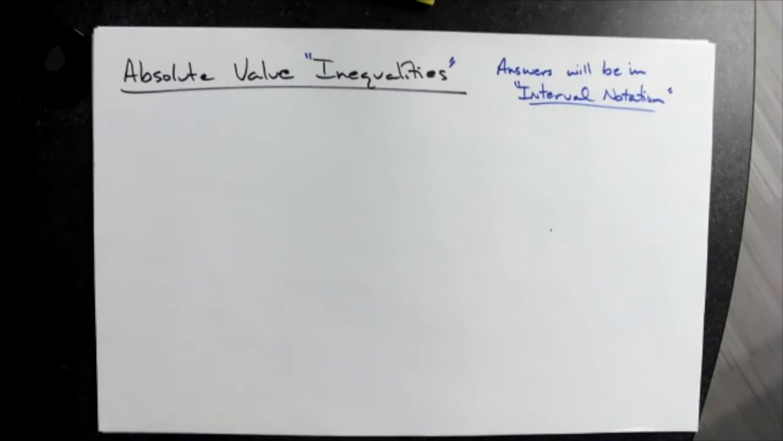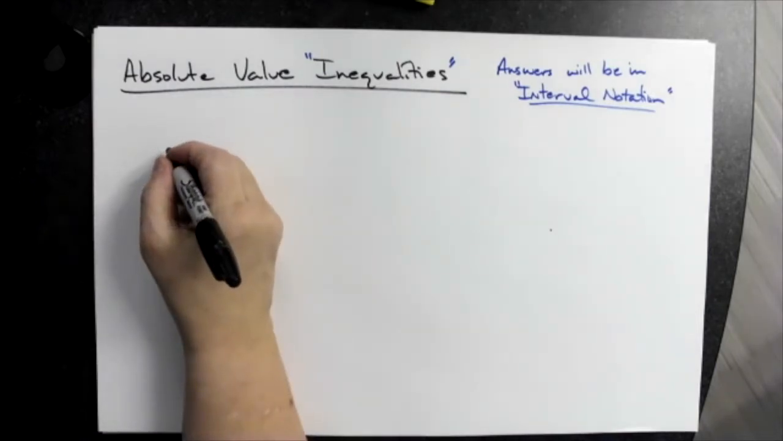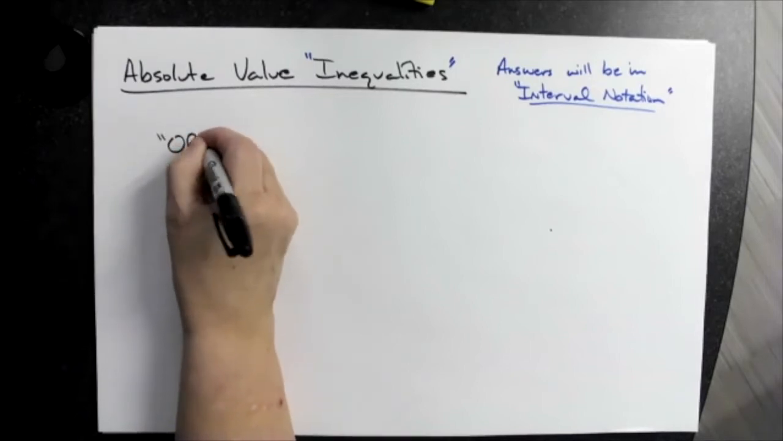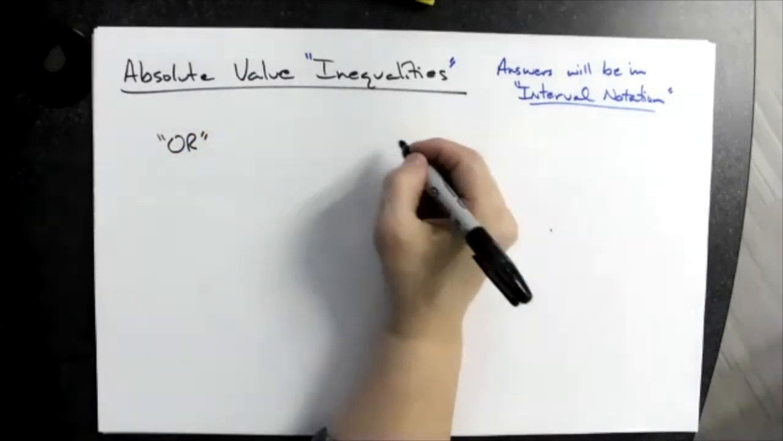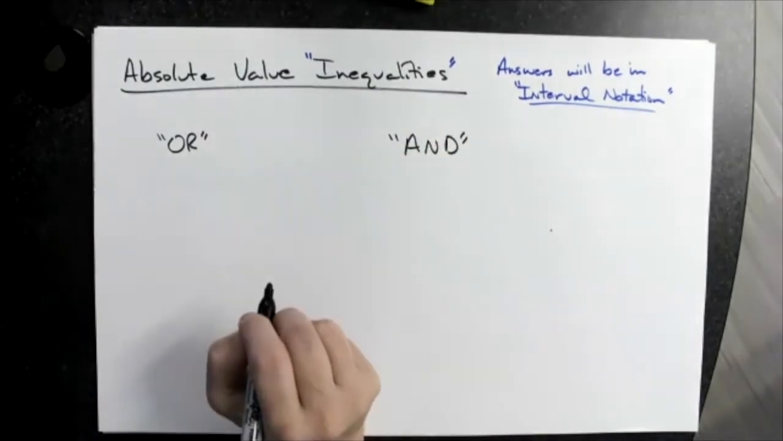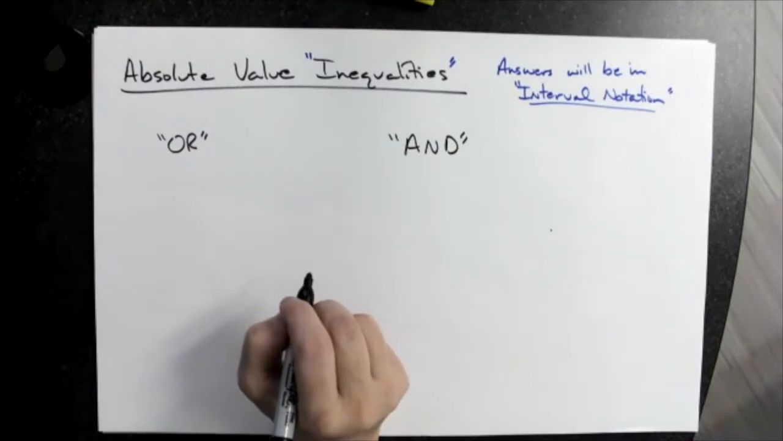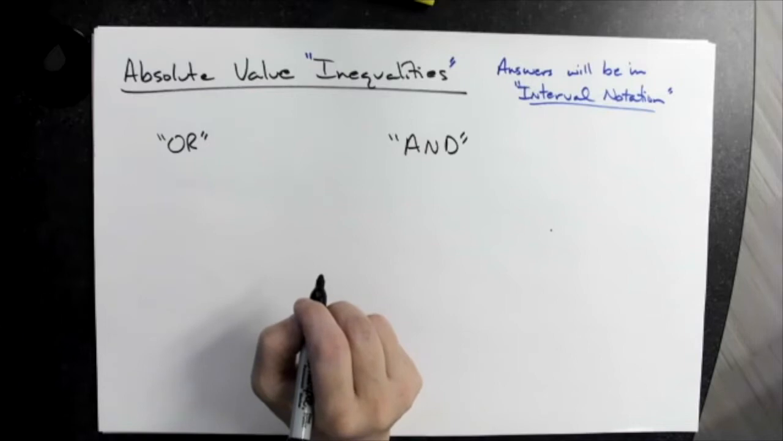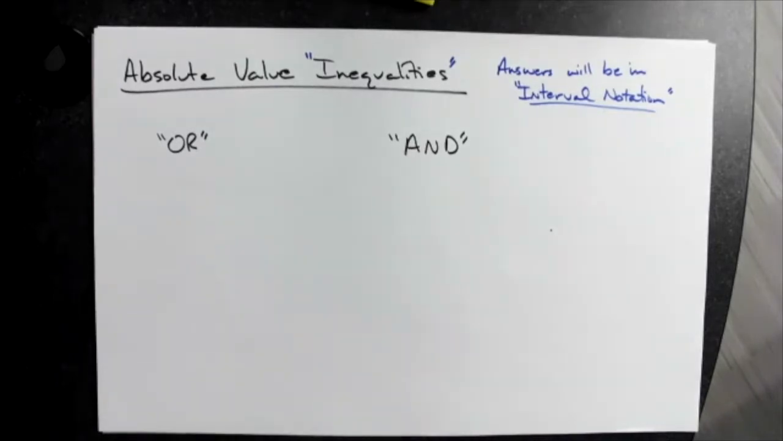Okay, so let's take a look. We're going to have two different types of inequalities. We're going to have "or" inequalities, and we're going to have "and" inequalities. You are going to be able to identify whether you have an "or" or an "and" based on the original inequality, as long as the absolute value bars have already been isolated.